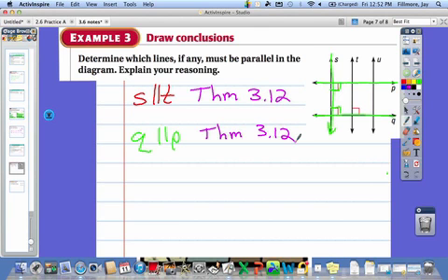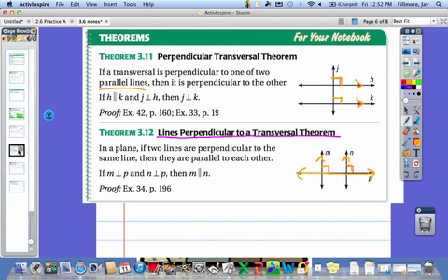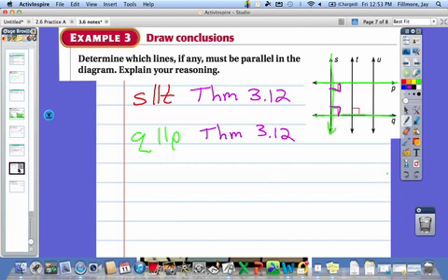And if you wanted to, you could say that these consecutive interior angles are supplementary since they're both 90, so you could also use your consecutive interior converse theorem if you chose to. Either way, but again, using our new theorems, we're going to use Theorem 3.12, which again is called the lines perpendicular to a transversal theorem. So that's example number 3.